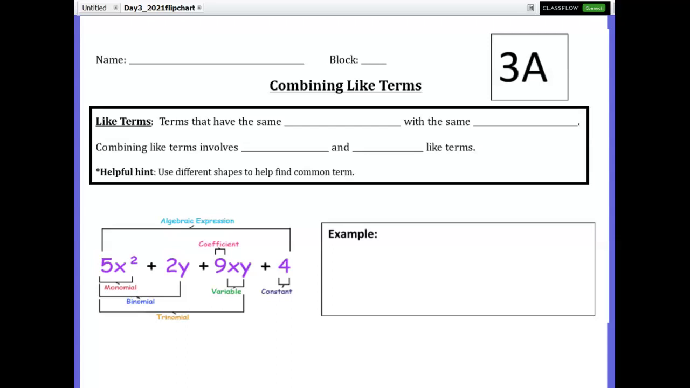Today we're going to learn how to combine like terms, and we're also going to be using the distributive property. So like terms are terms that have the same variable with the same exponent. Okay, so this is important. Okay, I'll give you a little example.